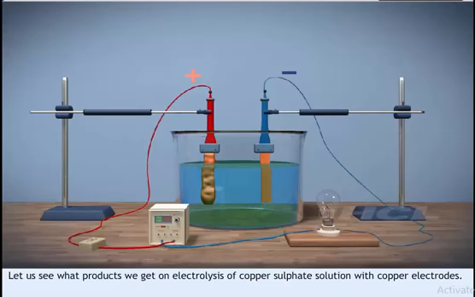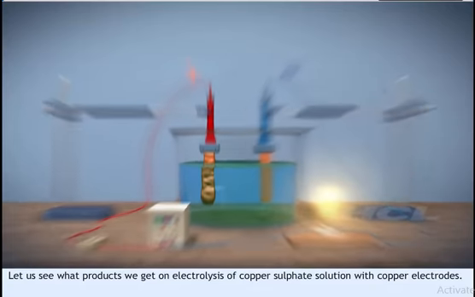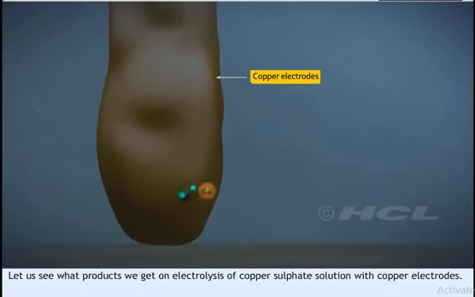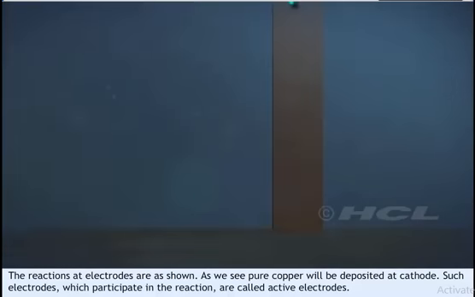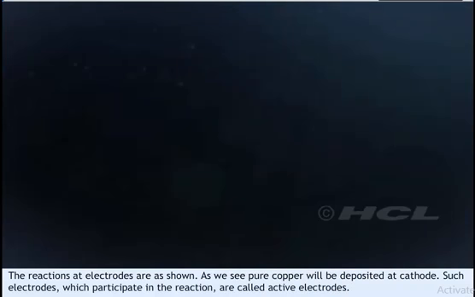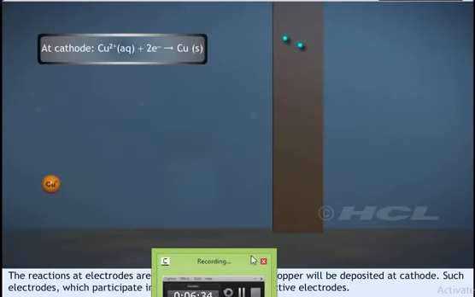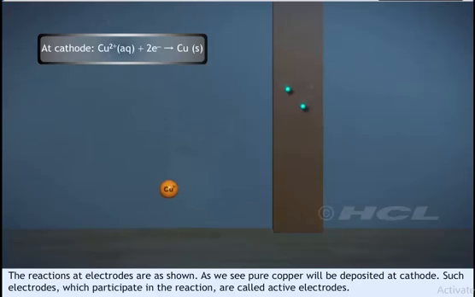Let's see what products we get on electrolysis of copper sulfate solution with copper electrodes. The reactions at electrodes are: at anode, Cu solid gives Cu2+ plus 2 electrons. At cathode, Cu2+ aqueous plus 2 electrons gives Cu solid. As we see, pure copper will be deposited at cathode. Such electrodes which participate in the reaction are called active electrodes.